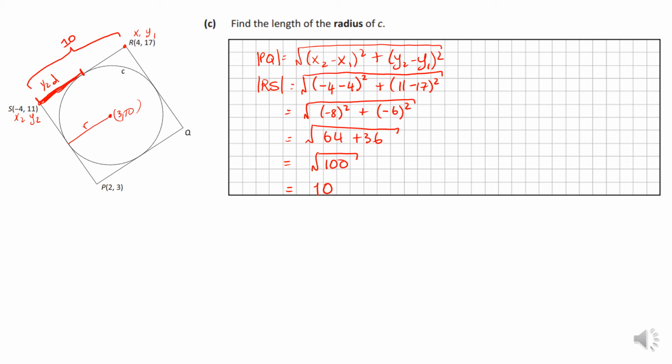So that would be a full diameter of the circle from side to side through the center. So our radius will be half of that. Radius equals 10 divided by 2, so r equals 5.